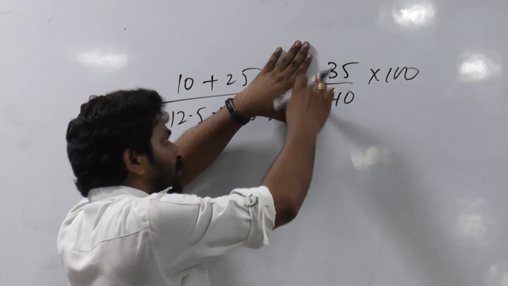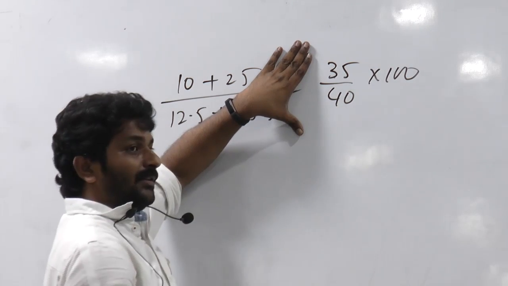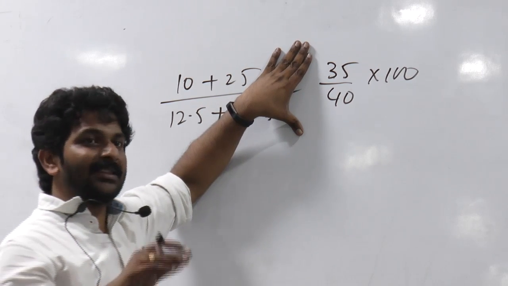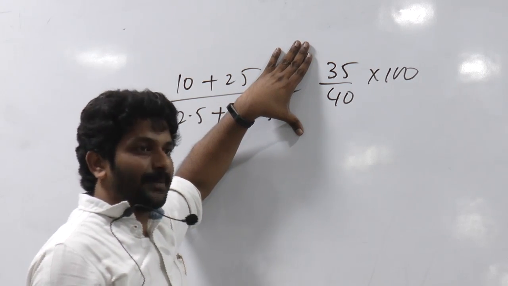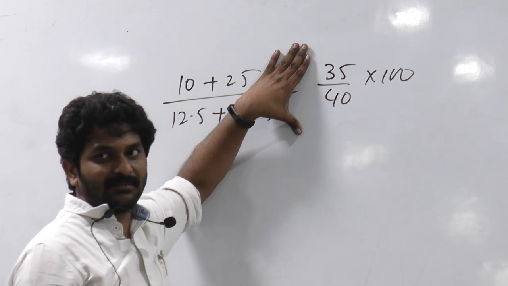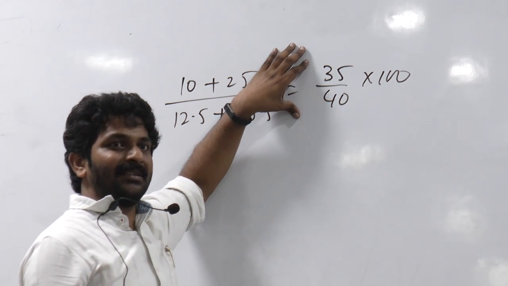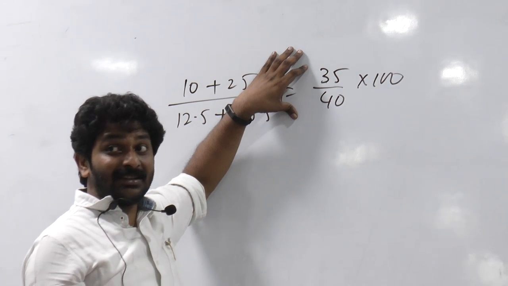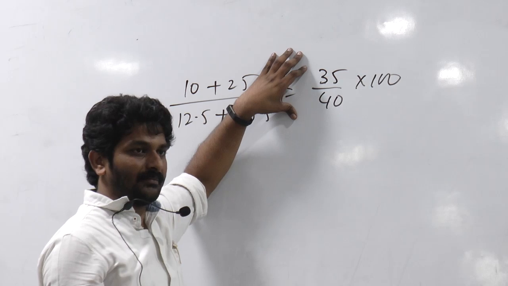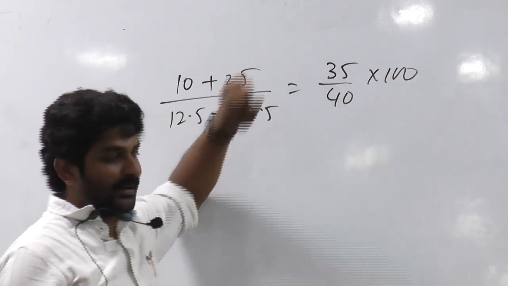Next, 1 more. What is the difference between numerator and denominator? 5 forms what fractional part of 40? 1/8. Yes or no? 1/8 in the sense what percentage? 12.5%. If it is 12.5% less, that will be 87.5%. Numerator is 5 less, which is 1/8 less, in the sense 12.5% less. Okay? Right? Next.